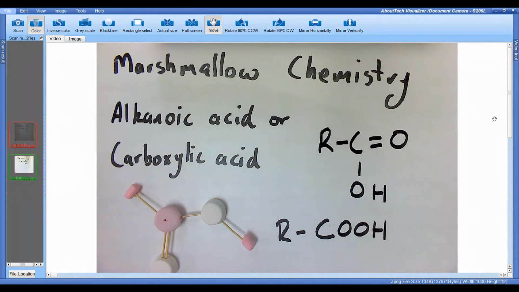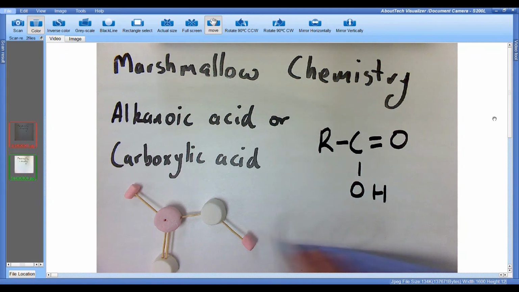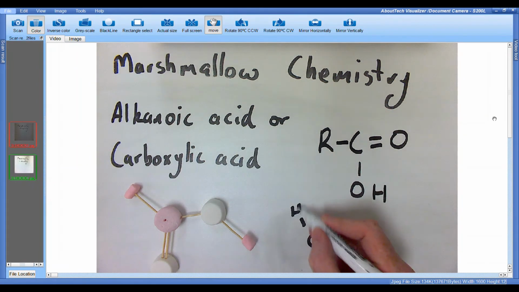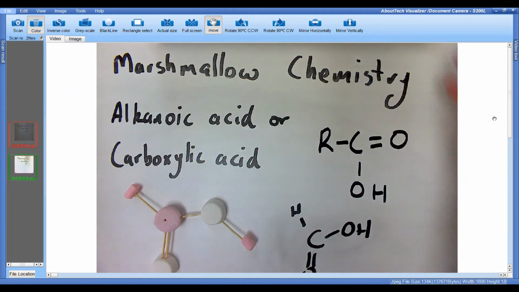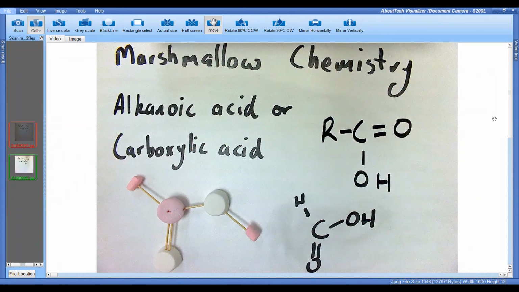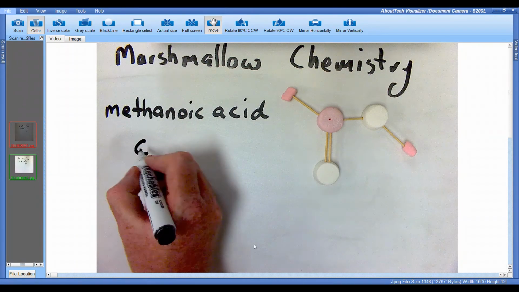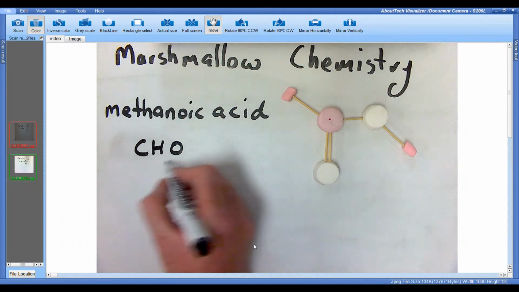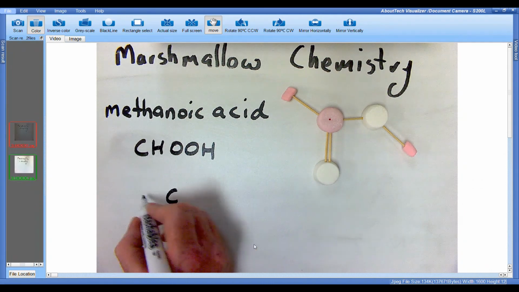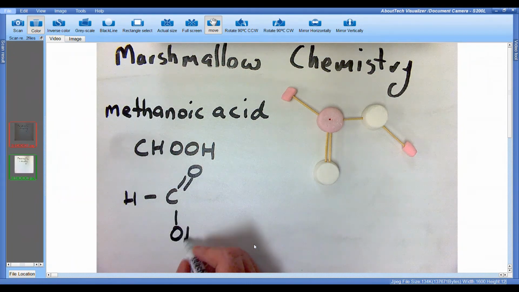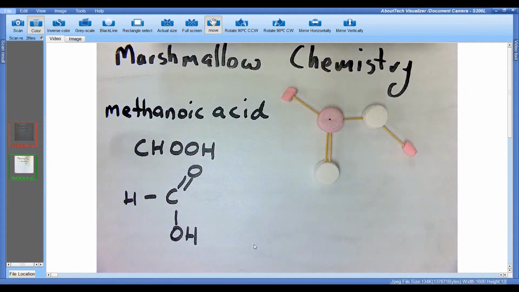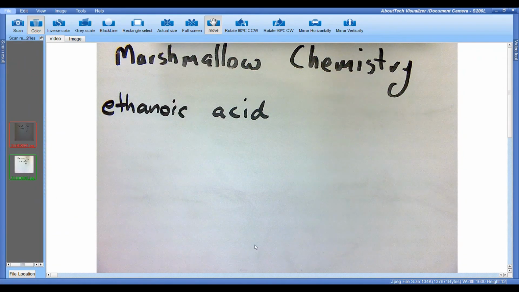You can see here the formula, the molecule, is a carbon with a hydrogen. Unlike the alcohols, the R group in these particular compounds can be a hydrogen, or they can be a longer chain of carbon. Given this is the simplest, this is one carbon with an O and an OH. This would be called methanoic acid. The formula for it would be CHOOH. And if we draw the structure of the compound, you can see that we have the carbon double bound to oxygen, then to an OH.